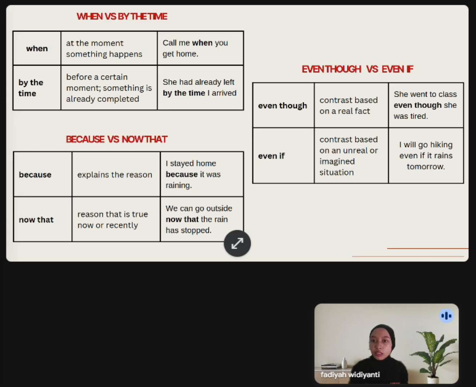Next, because versus now that. We use because to explain the reason. In the example, I stayed home because it was raining. And the second example is he is tired because he worked all night.